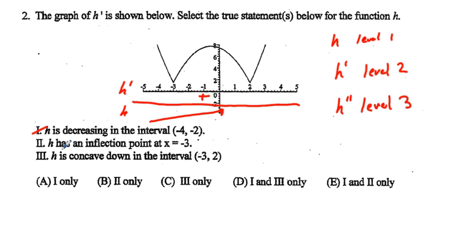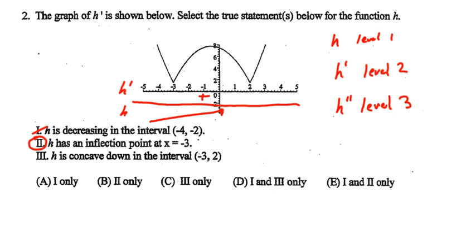So 1 does not work. Okay. 2. H has an inflection point at x equals -3. Well, the slope of H prime changes from negative to positive at x equals -3, so definitely option 2 is part of the deal. 3. H is concave down in the interval -3 to 2.